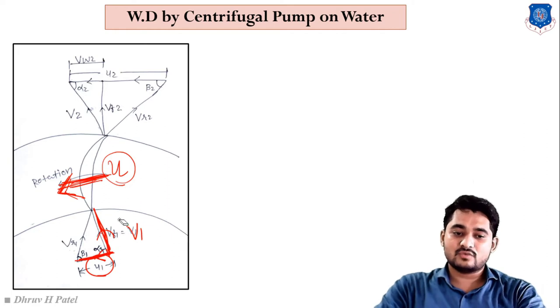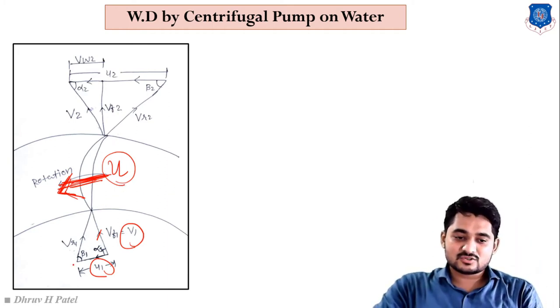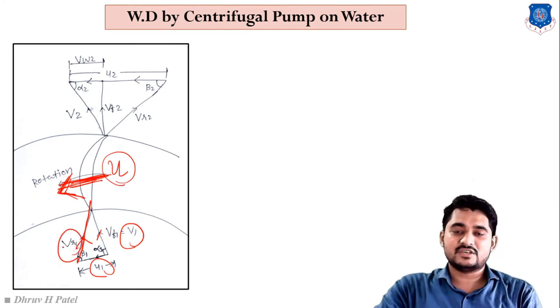So we have two velocities right now: first V1, and second U1. Then V1 and U1 are already there, so the third is also known as the relative velocity of the pump. This is known as VR1. Clear, students? So these are the three velocities.